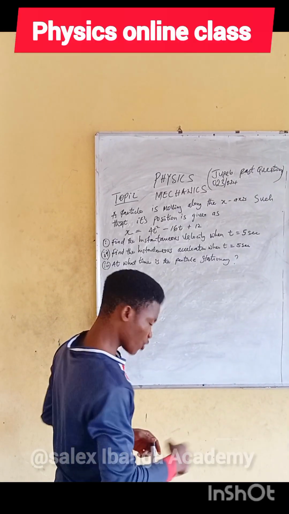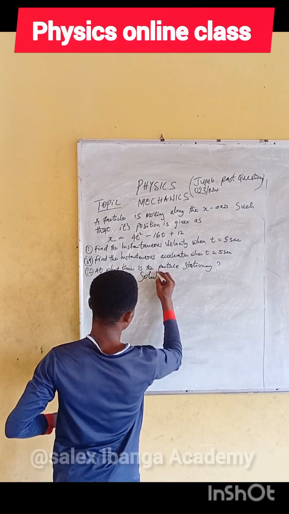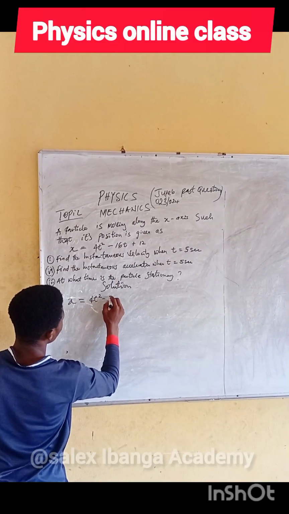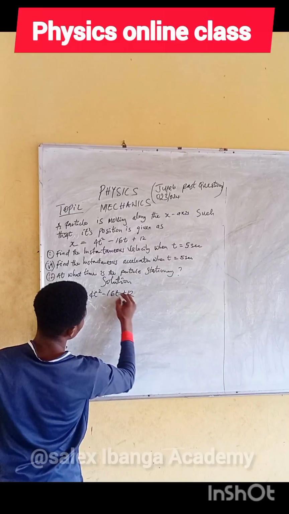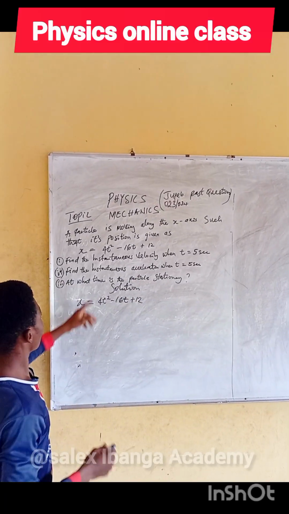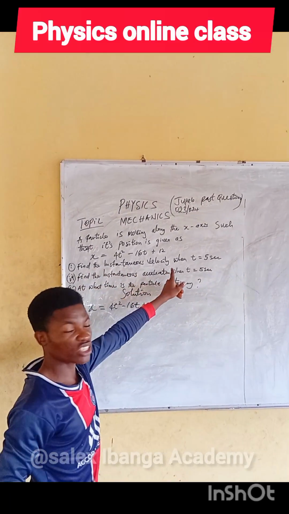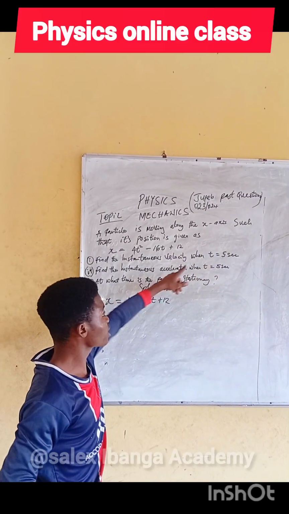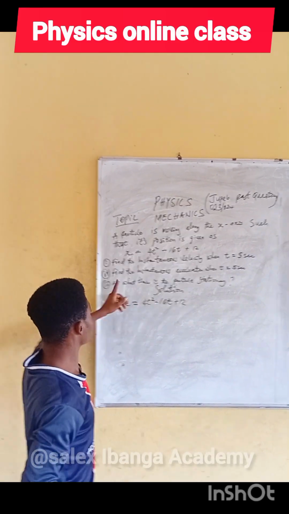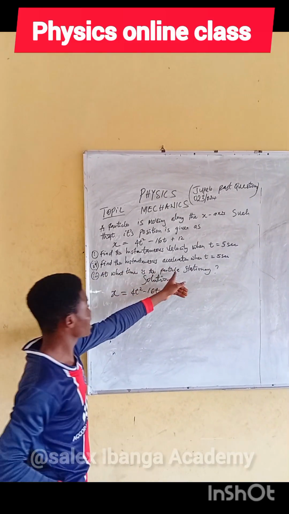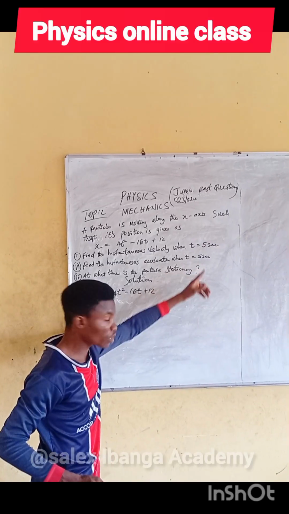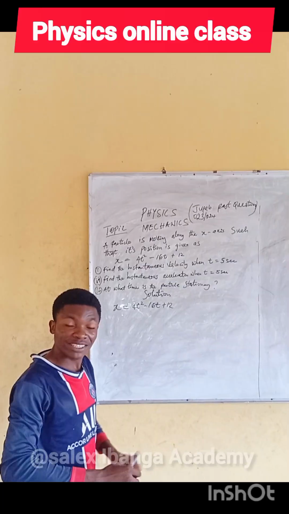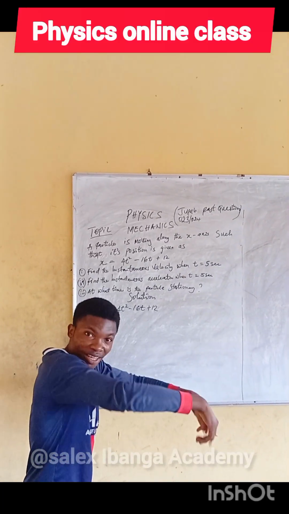So what do we do? Solution. Our particle is x equals 4t squared minus 16t plus 12. In the equation, we have to find one, the instantaneous velocity when t equals 5 seconds. Two, find the instantaneous acceleration when t equals 5 seconds. Three, at what time is the particle stationary? That means at what time does the particle remain at rest?